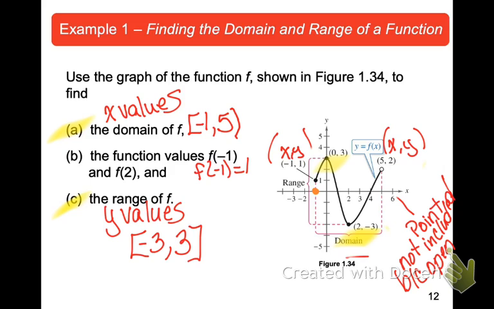Okay, what about f of 2? There's where 2 is on my x-axis. What's my y value when x is 2? Negative 3. Good job, guys. There we go. Sometimes students are more comfortable with the algebraic or the equations, and sometimes the graph kind of confuses them. Okay? And that's okay. But kind of keep that in mind. Can I go to the next screen?